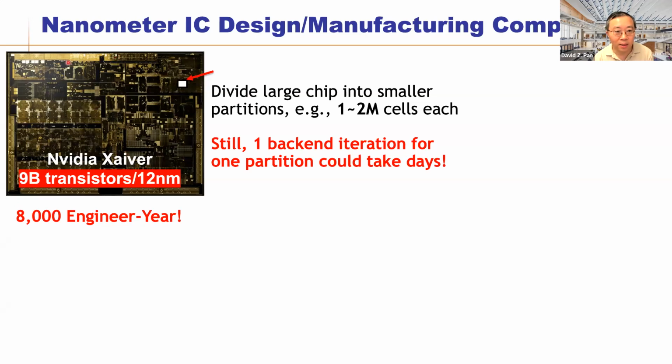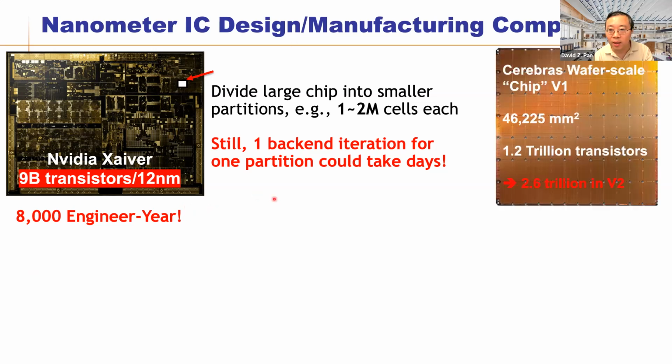Usually you have to divide this large chip into many smaller partitions, each partition maybe with 1 to 2 million cells. Even that, to close timing, power, performance, etc., for one partition could take days or even a week. That's why it takes so much time to close this big chip. You probably also heard about Cerebras, which is pioneering this so-called wafer-scale chip. The entire wafer is a chip, dedicated for AI applications, and they have already had version 1 and now version 2 with trillion transistors.